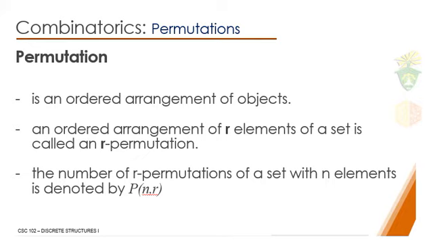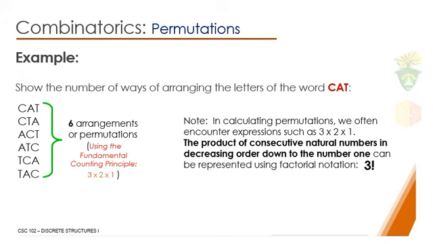So to imagine it better, let's have a simple example to illustrate permutation. For this problem, we only have to show the number of ways to arrange the letters of the word cat. If we rearrange the letters of the word cat, how many possible arrangements are there? Obviously, we list them out, and we rearrange the letters. So we have a total of 6 arrangements, or 6 permutations.